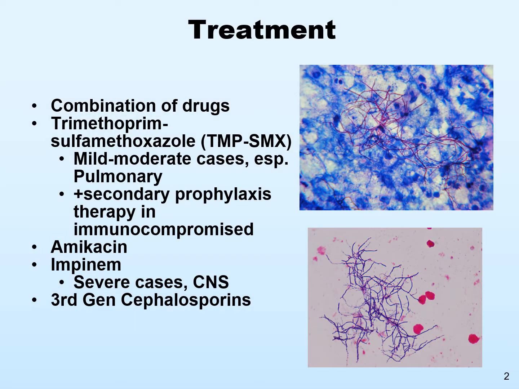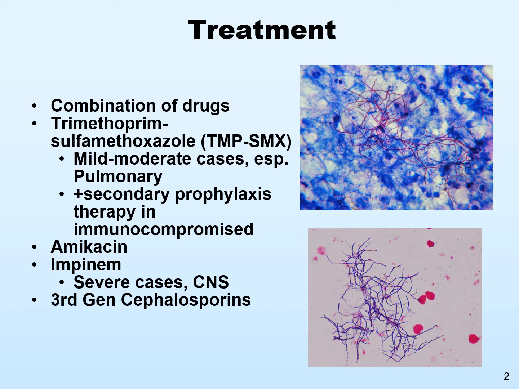Treatment of nocardia is usually going to require a combination of drugs, and it really depends on the severity of the symptoms. The first-line drug is usually TMP-SMX, and it's usually indicated especially if the patient has pulmonary symptoms. If the patient is immunocompromised, you might want to give them secondary prophylaxis therapy, which will help stimulate the immune system. Additionally, you might want to take a patient that's on glucocorticoids off the glucocorticoids before you start this treatment in order to get rid of the infection.